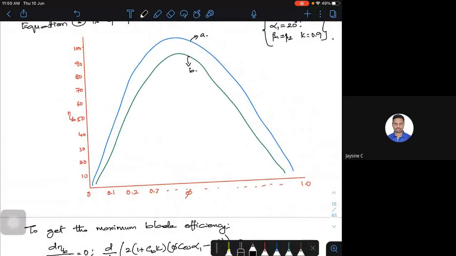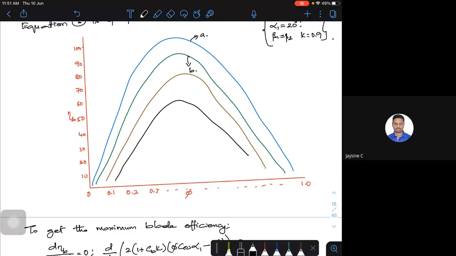Suppose I have different conditions like this, let me take 4 different conditions. Now, they are not on the same curve. Suppose I look at all the peaks of all these curves and try to draw a line through them. That is your optimum value. That is your optimum.